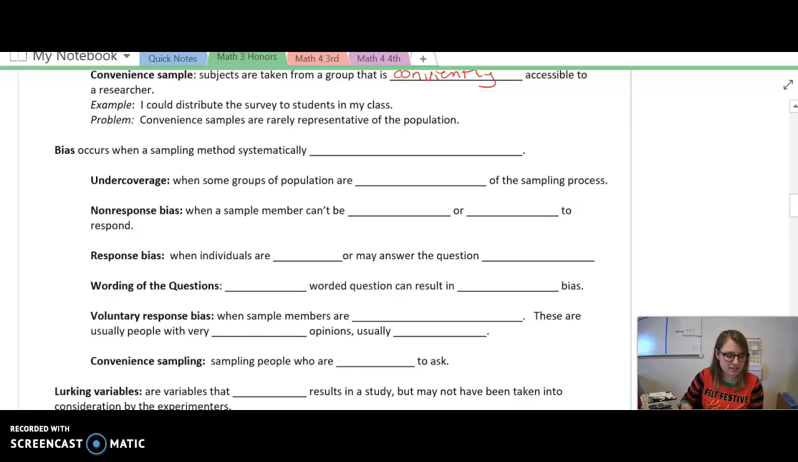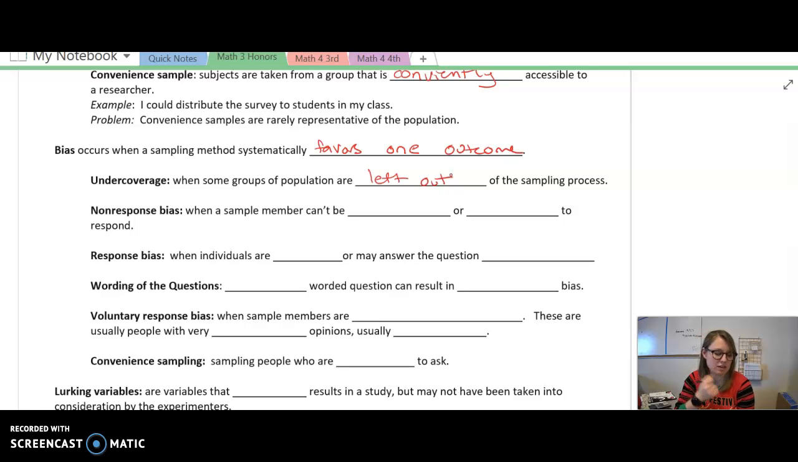Alright, bias. I said I was going to get into this. Bias occurs when the sampling method systematically favors one outcome. So I don't like fish, so I would say, let's give a survey on fish, and I would word those questions in a way that favors people not liking fish. Okay, undercoverage is when some groups of the population are left out. So if I knew some people that liked fish, I would purposely leave them out because I didn't want them to like it.